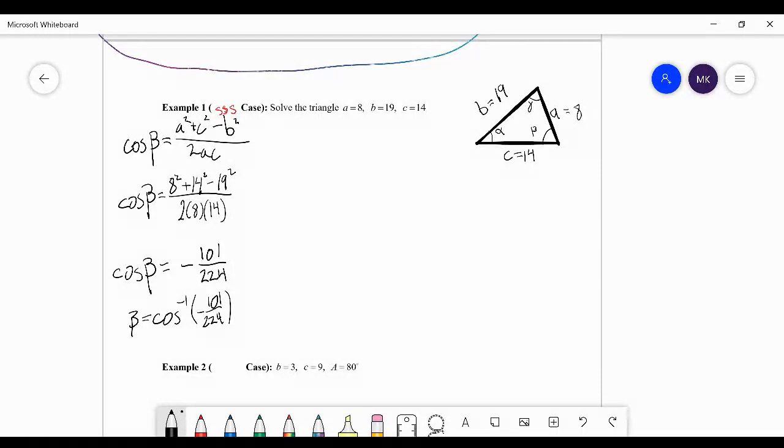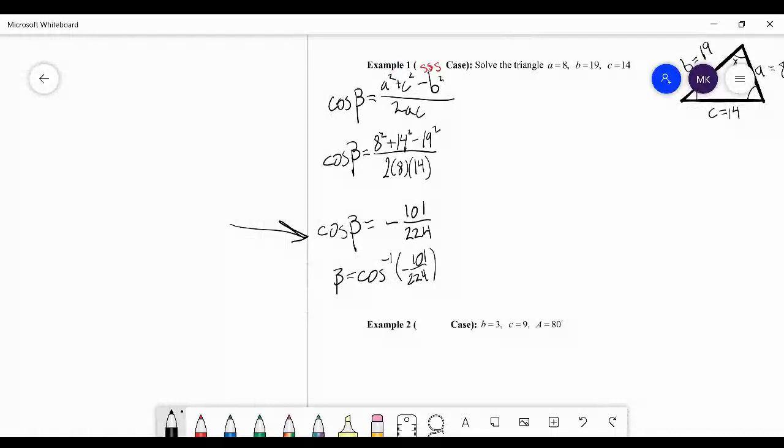Now, before we do this, I want to make a note right here. The reason why I want to do this is remember that -1 is always less than or equal to cosine of x less than or equal to 1. So whatever this number here, we got -101 over 224, that number has to be between -1 and 1. If it's not, that means this triangle doesn't exist.